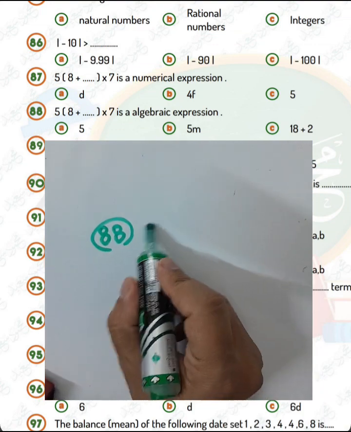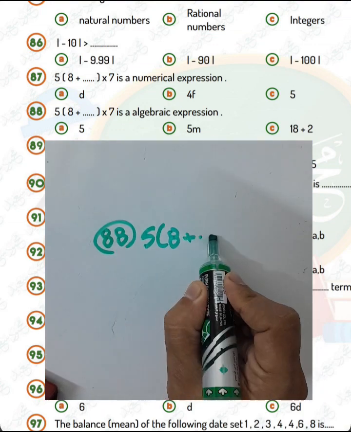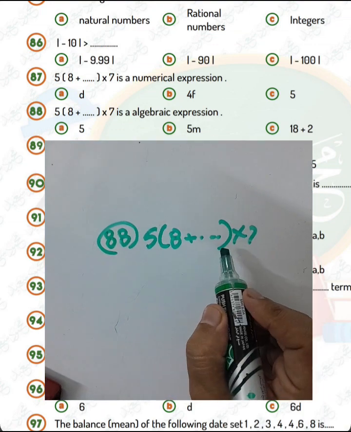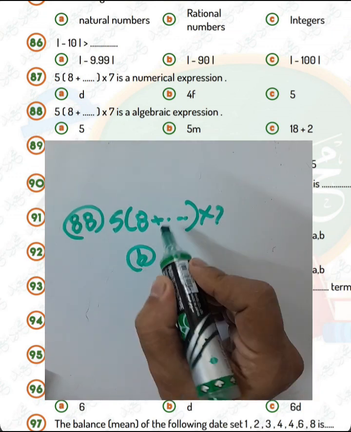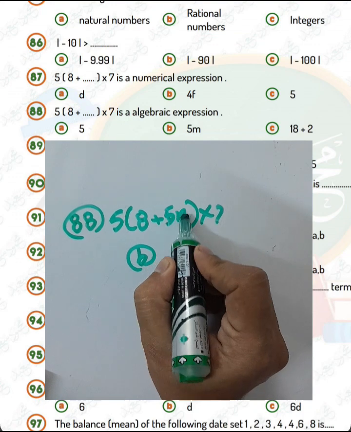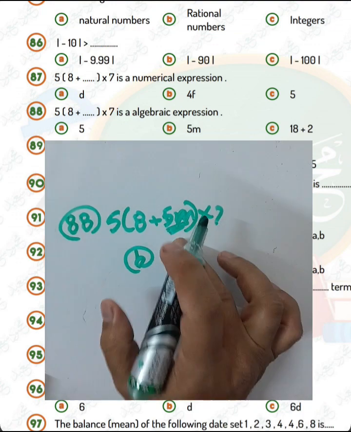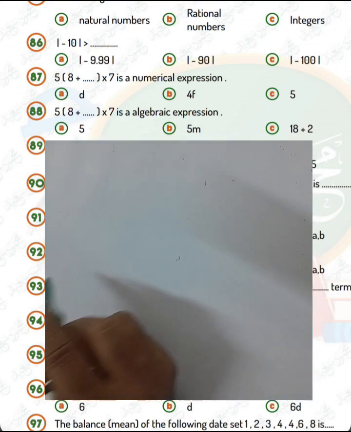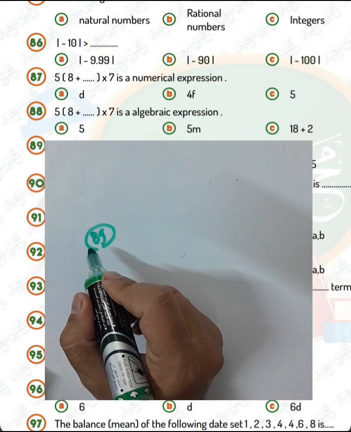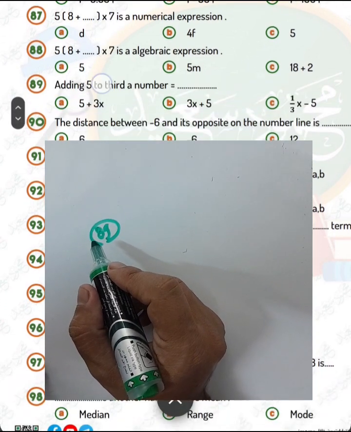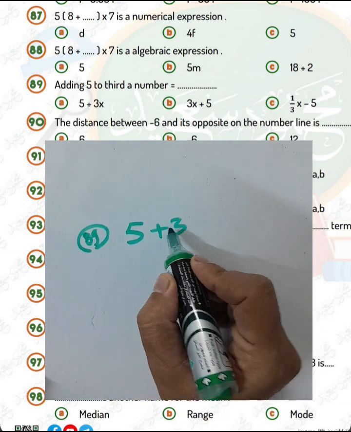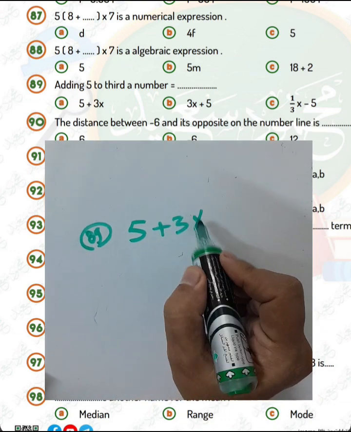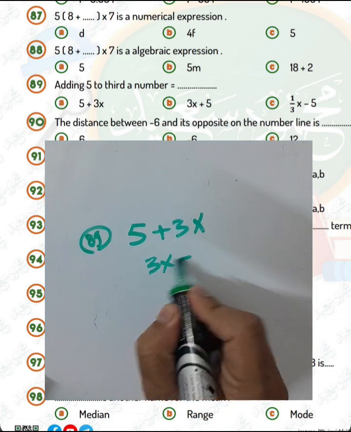Question 88. 5 times 8 plus a space times 7, we call it an algebraic expression. You must write letters. Choose letter B, right here 5m. Question 89. Adding 5 to three times a number: 5 plus 3x, or 3x plus 5.